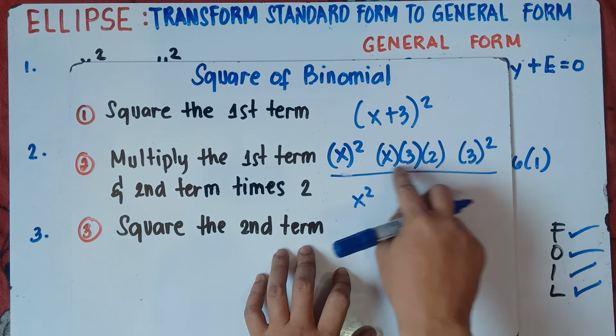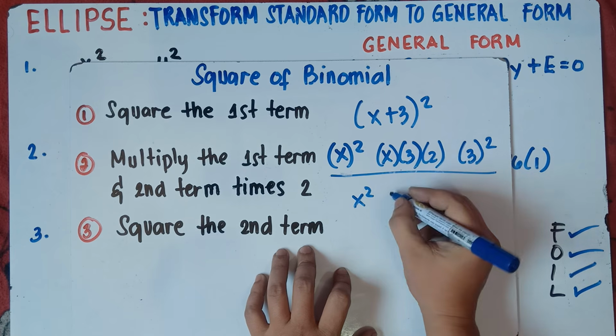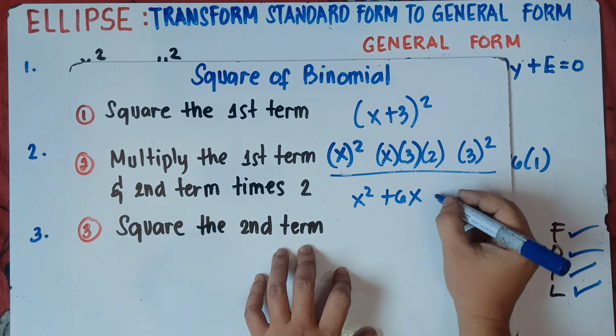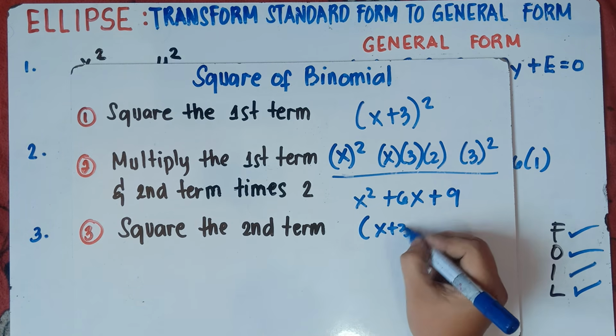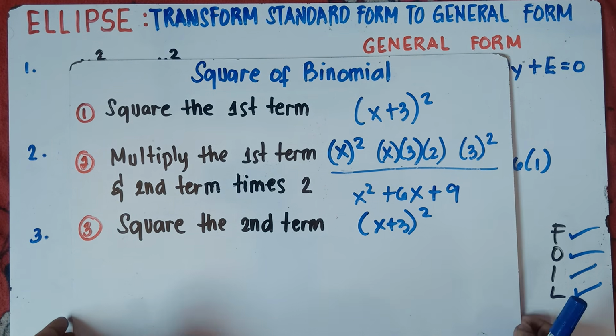Then multiply the first term and second term times 2. X times 3 is 3x times 2. That's positive 6x. You square the last term, 3 times 3. That's positive 9. Once again, class, if you master the square of binomial, in just one look, you can answer this right away.